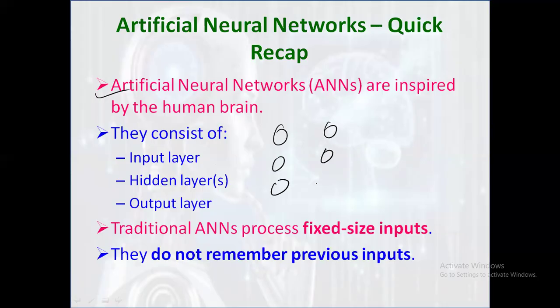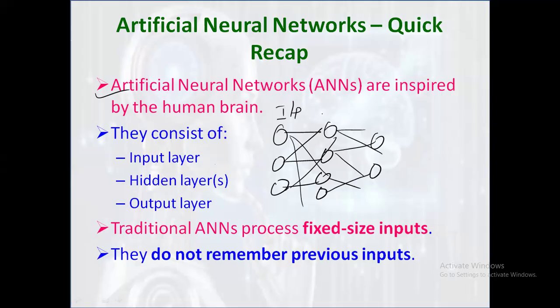We have the input layer, in between we have hidden layers, and the input is connected with all the hidden layers. So the connections will be going like this. Everything will be interconnected. This is the input layer, this is the hidden layer, and this is the output layer. The input layer receives the input data. The hidden layer performs the computation, and the output layer gives the final result such as classification or prediction.